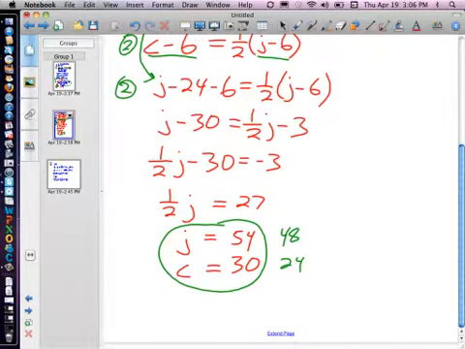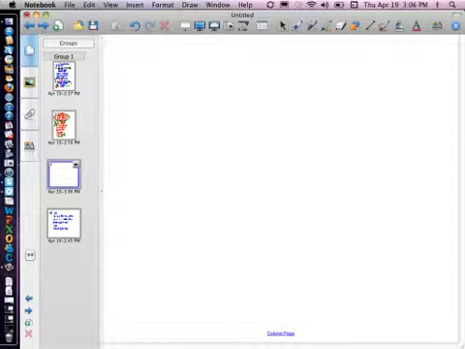Okay, for the fraction style problem, I'm going to choose number 16. That's on page 448. All right, and we're going to read it first. It says the denominator of a fraction is 9 more than the numerator. If the numerator is decreased by 3 and the denominator is increased by 3, the value of the resulting fraction is 1/4. What is the original fraction?